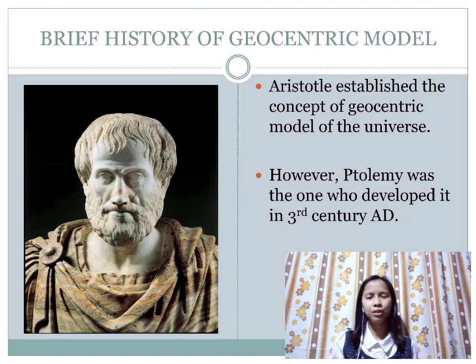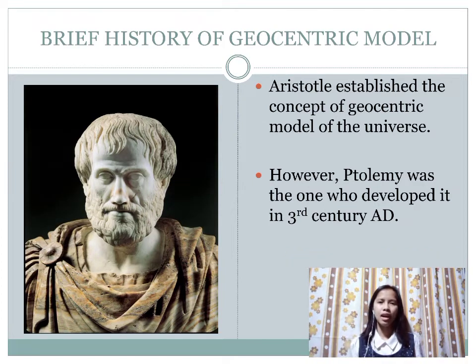A brief history about the geocentric model: Aristotle was actually the one who established its concept. However, Ptolemy was the one who developed it in the 3rd century AD. This is because Aristotle's model had trouble explaining some planetary phenomena, specifically the retrograde motion. It's about how planets seem to slow down at times, then move in reverse, or retrograde, before resuming their course. Planets also grow brighter or dimmer as they move through the sky. This is where Ptolemy significantly came into the picture.